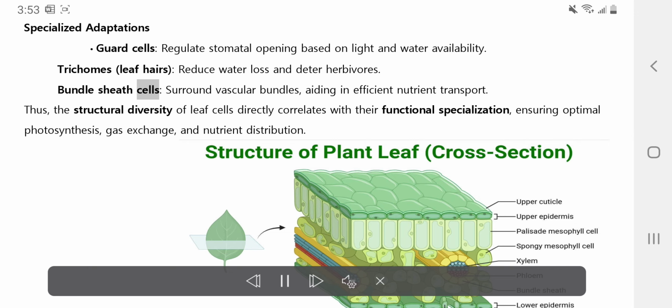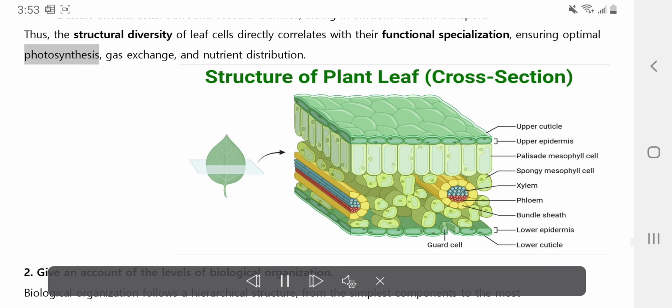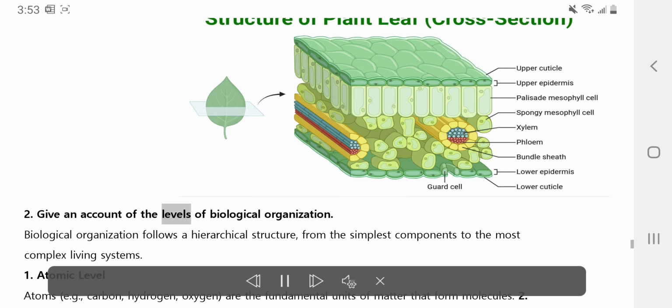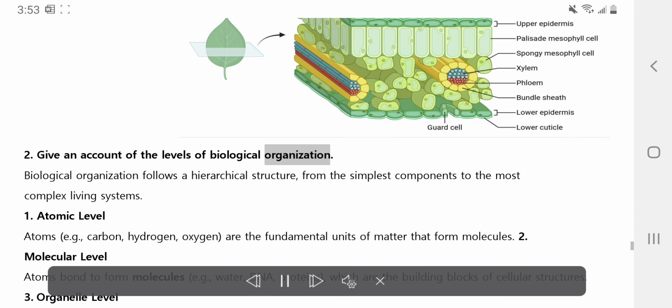Bundle sheath cells surround vascular bundles, aiding in efficient nutrient transport. Thus, the structural diversity of leaf cells directly correlates with their functional specialization, ensuring optimal photosynthesis, gas exchange, and nutrient distribution. 2. Give an account of the levels of biological organization.